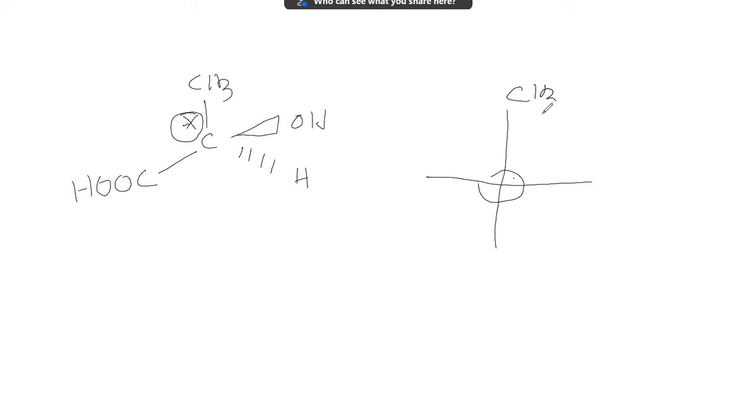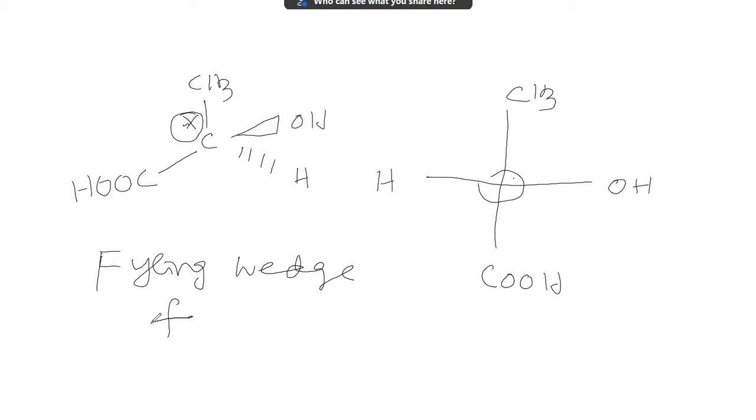CH3 was written here, COOH over here, which is above the plane. Above the plane is written this way, and below the plane is written that way. Okay, this is the Fischer projection form of the three-dimensional structure. Now, when you want to convert the flying wedge form, it is called the flying wedge form. It is the Fischer projection form.